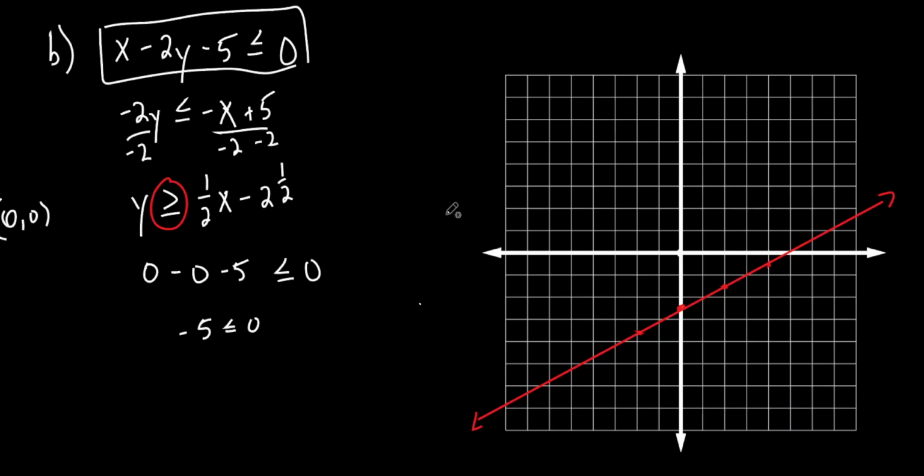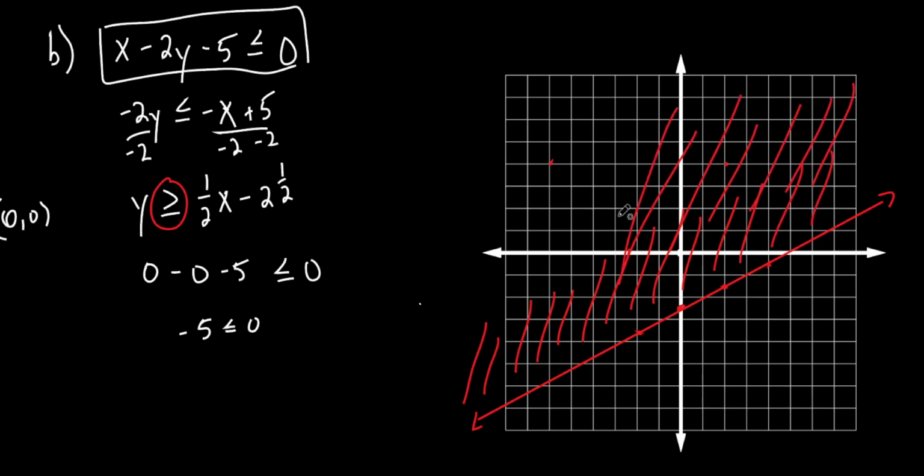Got it? So that means if 0, 0 works, then what about any number here? What about that number? Will that work? Yeah. Will that number work? Yeah. What about this number right here? This point right here? No, it won't work. So where are we shading? Above, okay? And you don't have to fill in every single gap, but just get the idea of where we're shading. That's good enough.